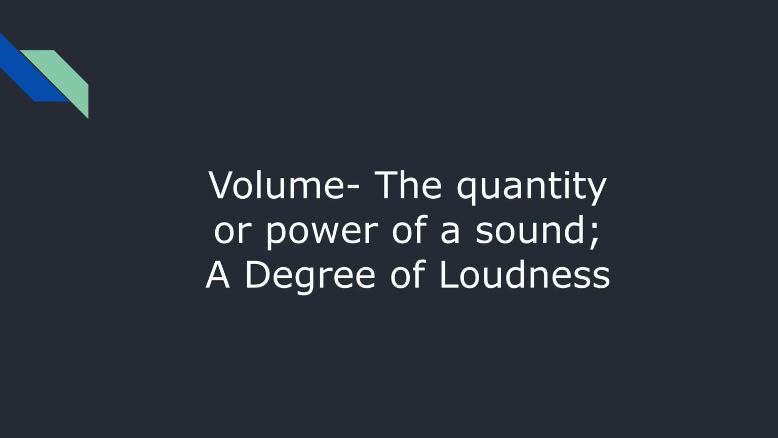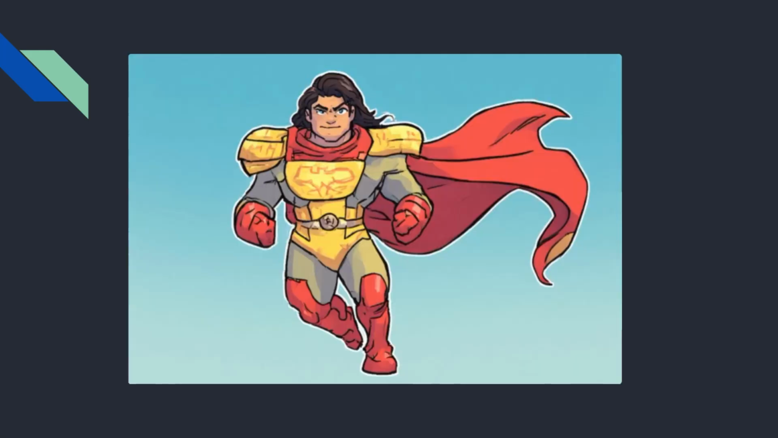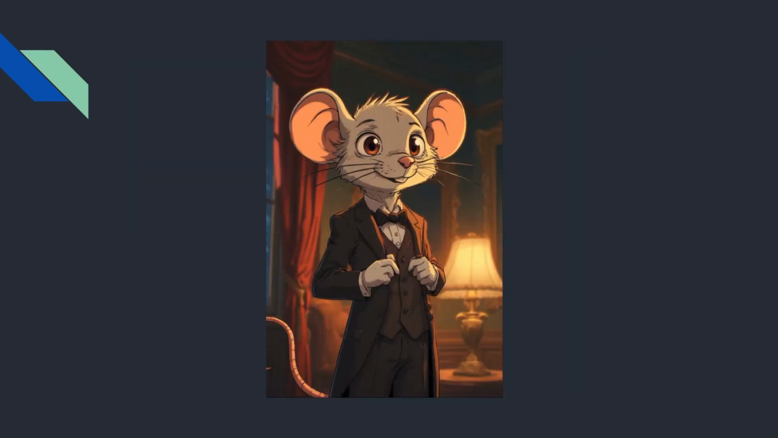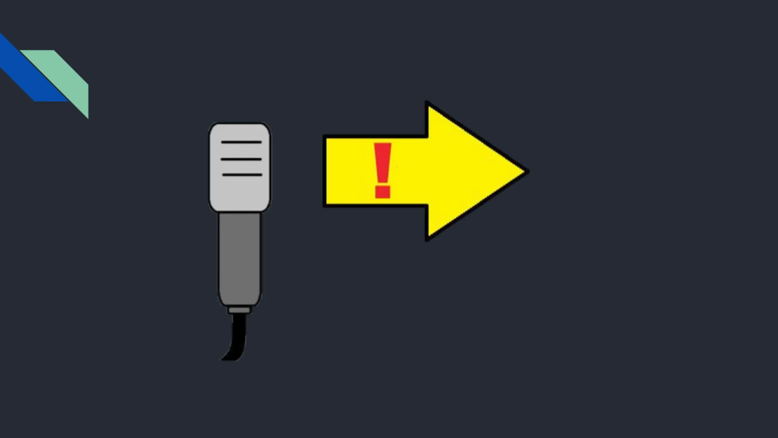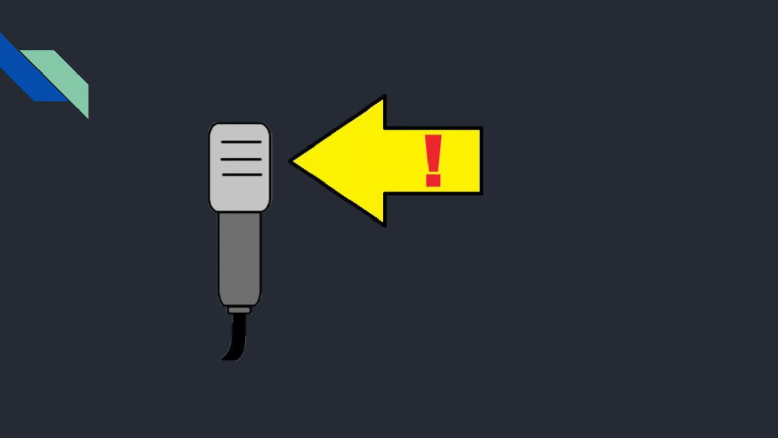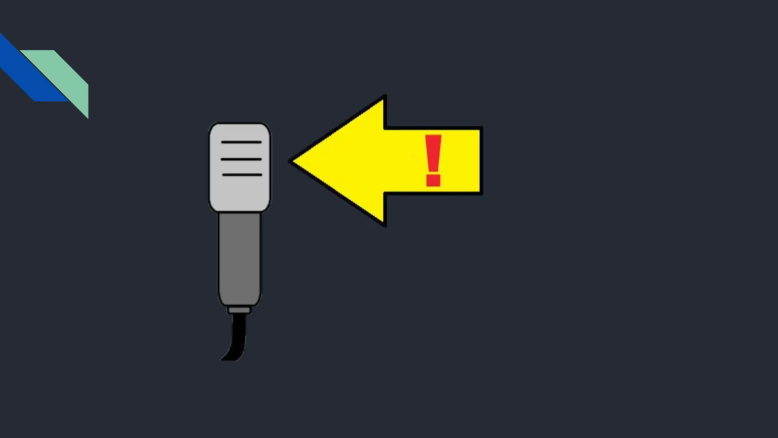Volume. Volume is the loudness or the softness of a voice. A hero is probably loud, whereas a mouse is probably a little quieter if it's shy and doesn't want to be seen. Use loudness by getting further or closer to the microphone depending on what you're trying to do. Quieter tones typically get closer to the microphone.